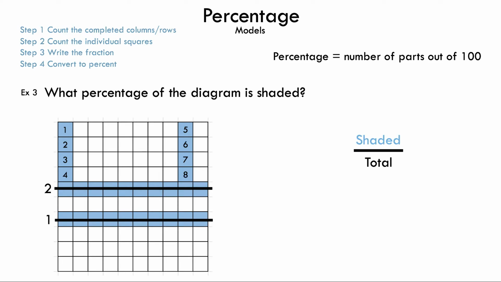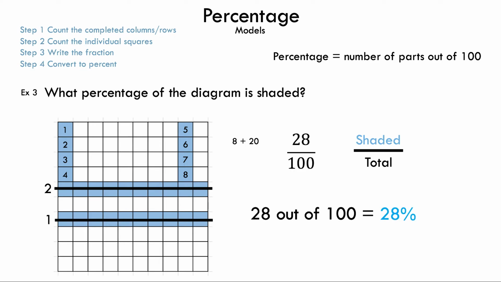Now let's begin the process to write the fraction, which is shaded over total. We know that we have 8 individual squares plus the 2 rows, which gives us 20. We add those two numbers together and we get 28 over 100. Now we're going to use the definition to write out the percentage. Instead of writing number of parts, we write 28. Instead of out of 100, we can use the symbol. So we can write 28%.